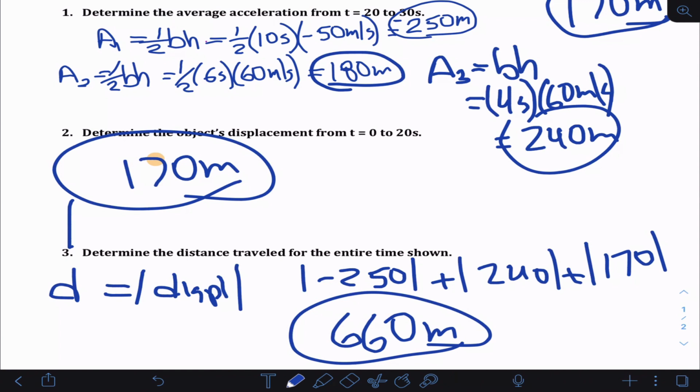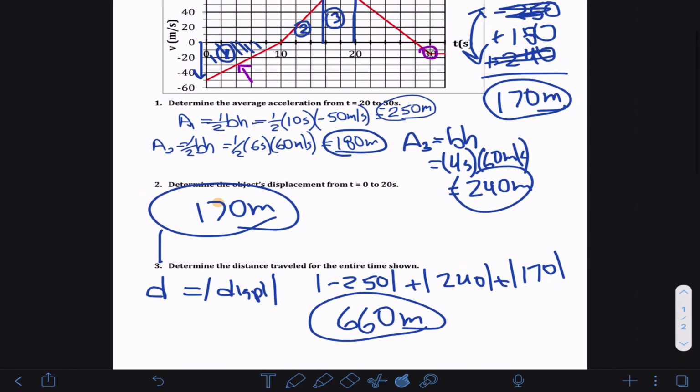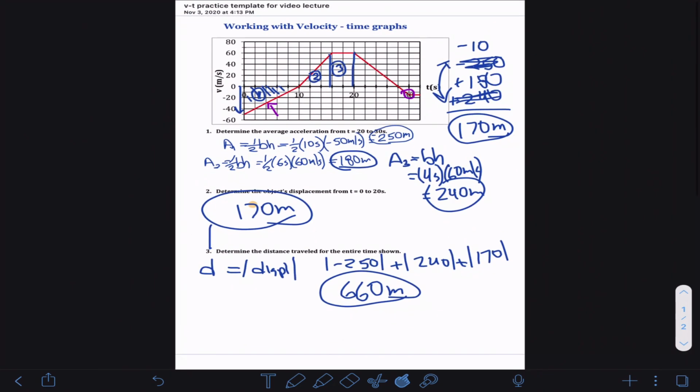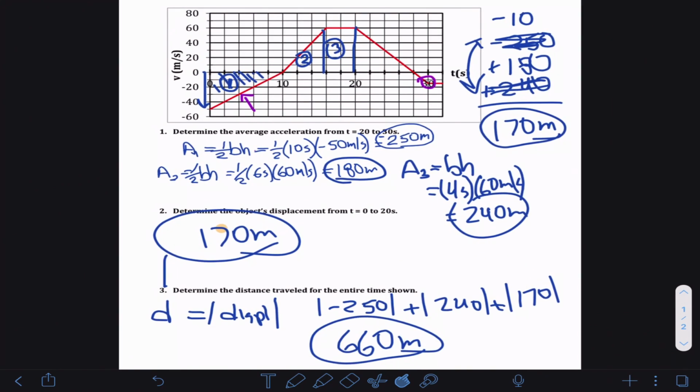This gives you a very quick glance as to using a VT graph, the equations you will use to calculate average acceleration, the equations you will use to calculate the displacement using the approximation of areas, and then determining distance using the individual segment displacement values.